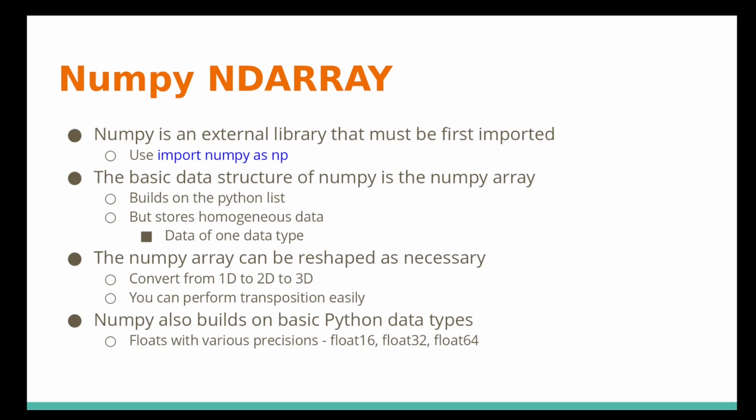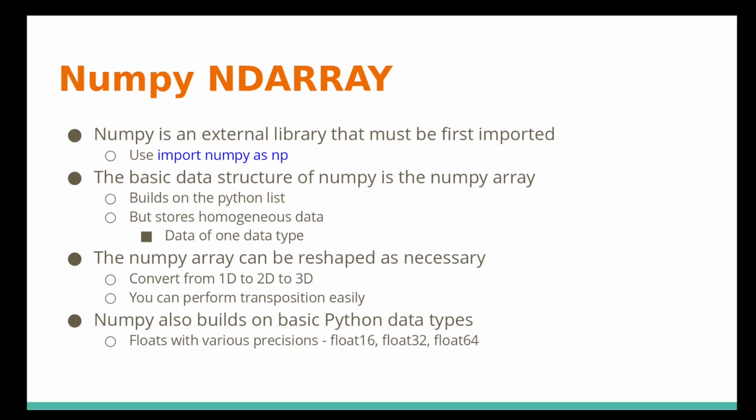We use np as an alias for NumPy. This allows us to not have to write numpy each time we call its functionality; rather, we can simply use np. The basic data structure of NumPy is the ndarray. ndarray builds on a Python list, but it only stores homogeneous data. Remember that a list can store heterogeneous data or data of more than one type, but that is not the case with ndarray. ndarray can be reshaped as necessary, so you can convert a 1D list to a 2D matrix or even a 3D array. You can perform transposition easily and perform other matrix tasks as well.